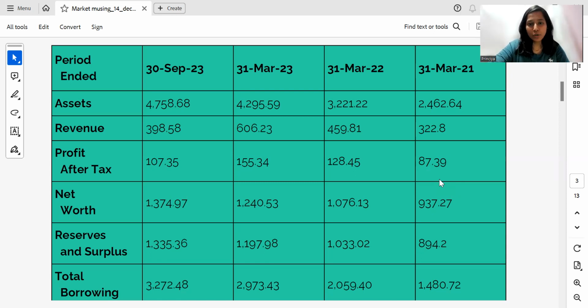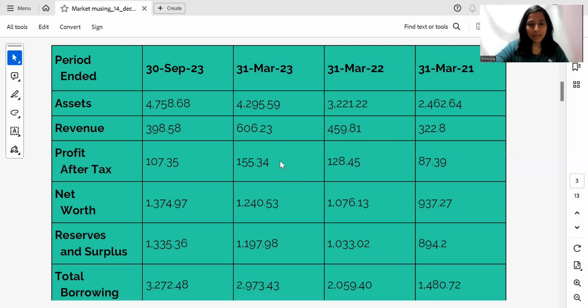Now, looking at its revenue, it has increased quite a bit. And looking at the profit after tax, we can see that the company's profitability has shown improvement, with the profit after tax rising from 87 crores in March 2021 to 155 crores in March 2023. Now looking at the net worth, the company has been on an upward trend, reaching around 1,374 crores in September 2023. So this suggests that the company has been successful in building and retaining value.